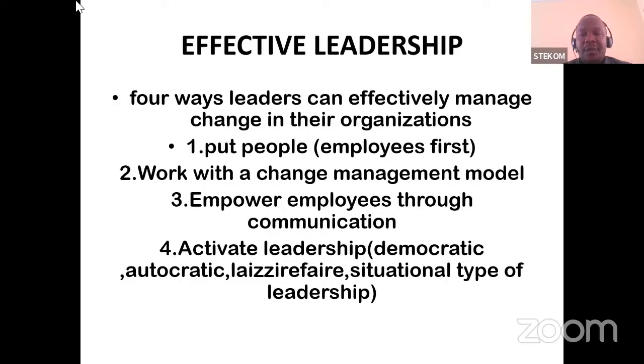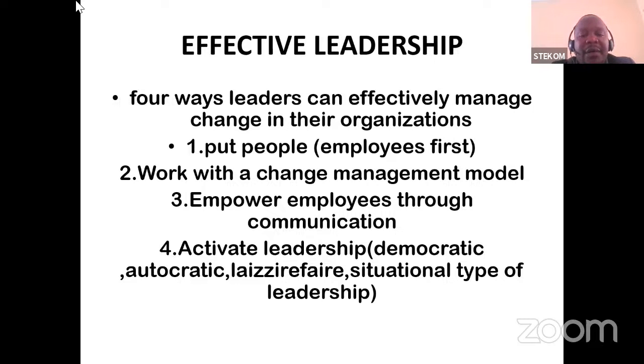But let me talk about how can we know that this one is a driving leader, he's bringing some change, he is so effective in the sense of change management. There are four ways how a leader can effectively bring change. The first one, you put people, employees first. The people that you want to assist you, you make sure that you are involving them, you are engaging them, you are collaborating with them, you are working with them as a team.